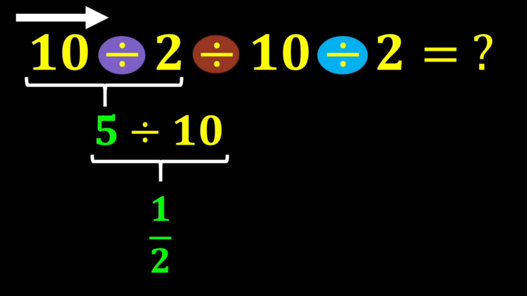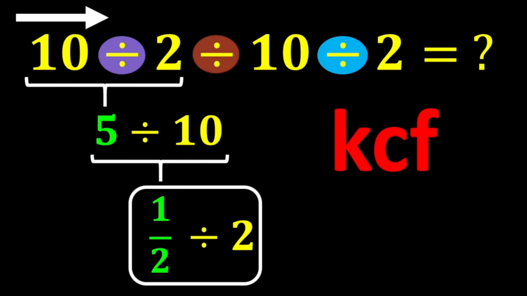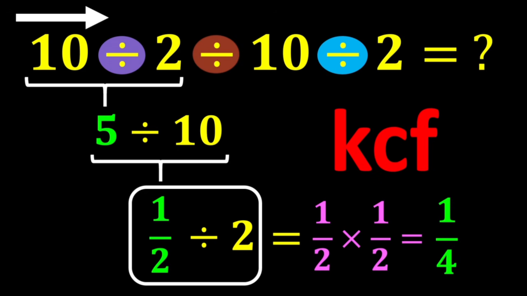Finally, we need to calculate 1 over 2 divided by 2. To solve this part, we use the KCF rule. K stands for keep, C stands for change, and F stands for flip. The KCF rule is a simple rule for dividing fractions. According to this rule, we keep the first number as it is, change the division sign to multiplication, and flip the second number. According to the KCF rule, we keep 1 over 2 as it is. Change division to multiplication, and flip 2. So, 1 over 2 multiplied by 1 over 2 gives us 1 over 4, which is our final answer.